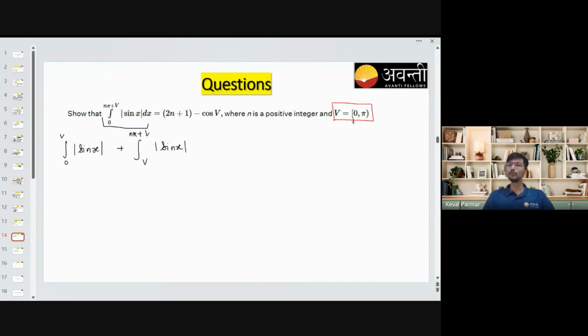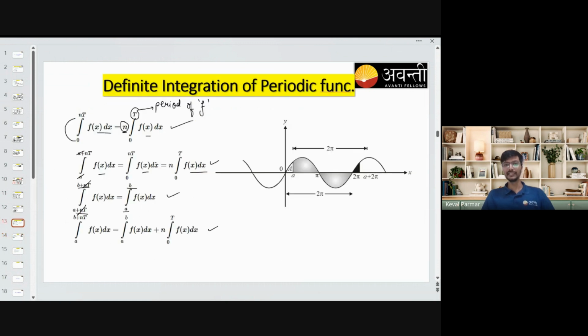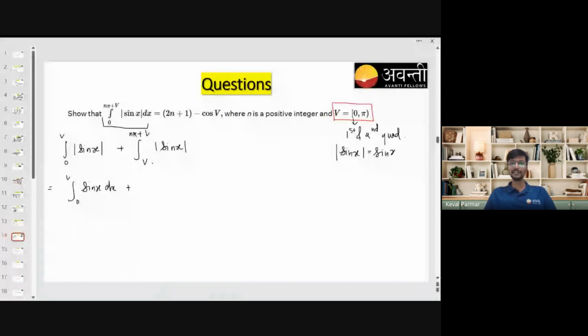Now, if v belongs to 0 to pi, this means first and second quadrant. That means sine x will be positive. That means mod sine x will be equal to sine x. So I can write it here, integration 0 to v sine x dx, obviously, plus. Here you can see the property, this one. V to n pi plus v. Now, if such property comes, we can cancel out v and we can write it as 0 to n pi.